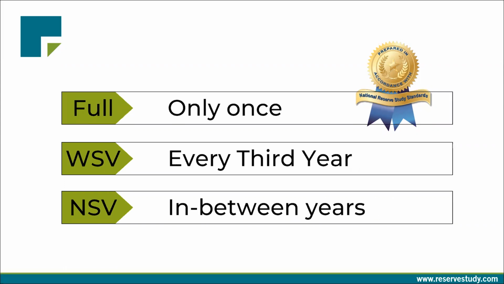Now, the full reserve study is typically only done once we know that there's 85,000 square feet of asphalt and 127,000 square feet of roofing. It is what it is.